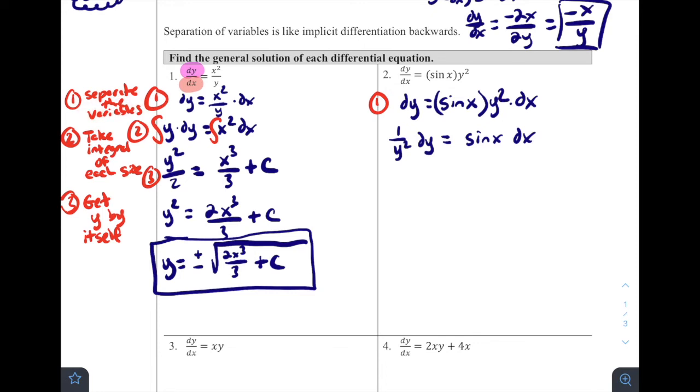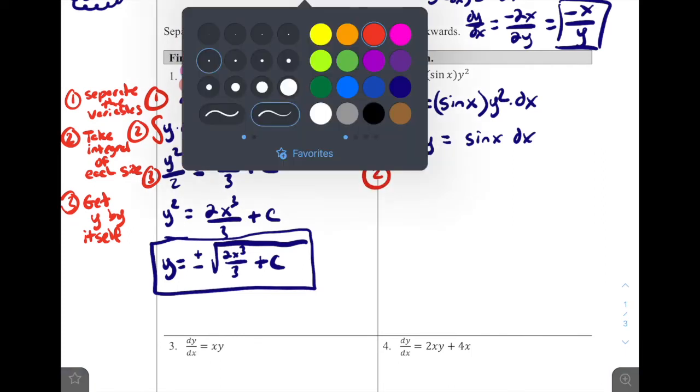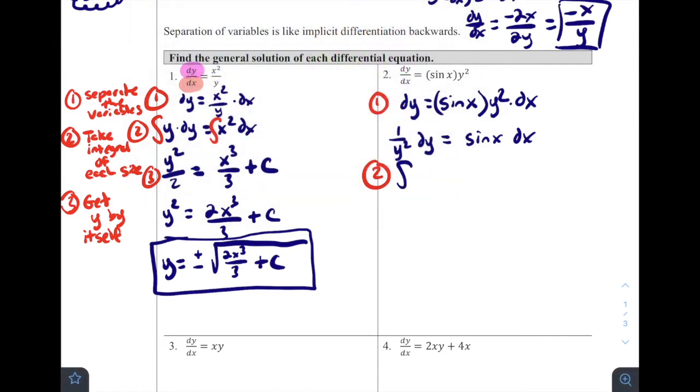Next, step 2, we're going to integrate both sides. And so what we can do here is rewrite my 1 over y squared as y to the negative 2 dy. That's going to help me take my antiderivative. And then the integral of sine of x dx. On the left side here, we can do the power rule. We can add 1 to that exponent, so that negative 2 is going to become a negative 1. We need to divide by that new exponent, which is our negative 1 here. And then that's equal to the antiderivative of sine of x, which, if we think back, is going to be negative cosine of x.